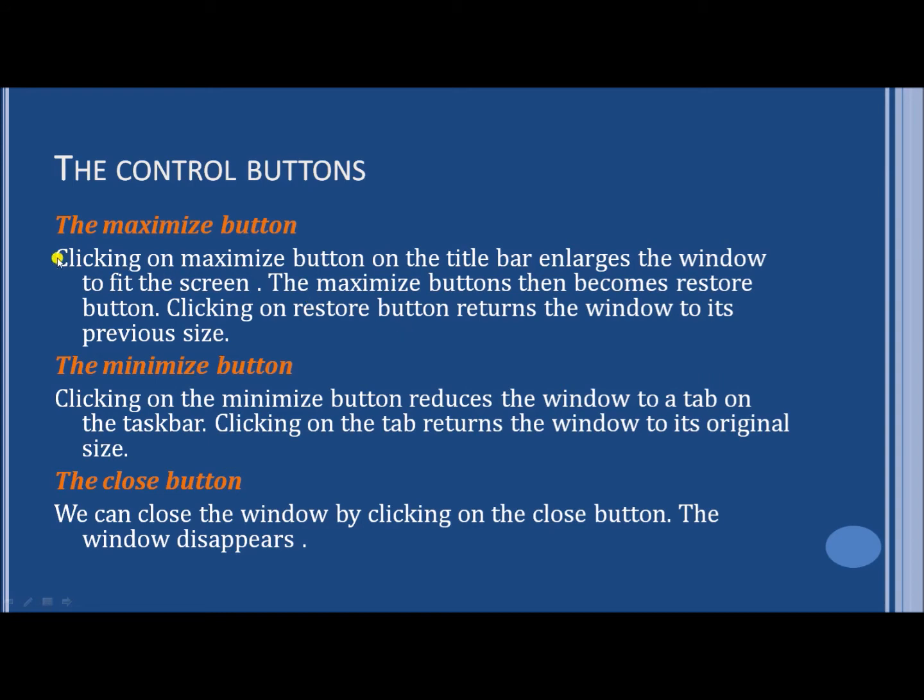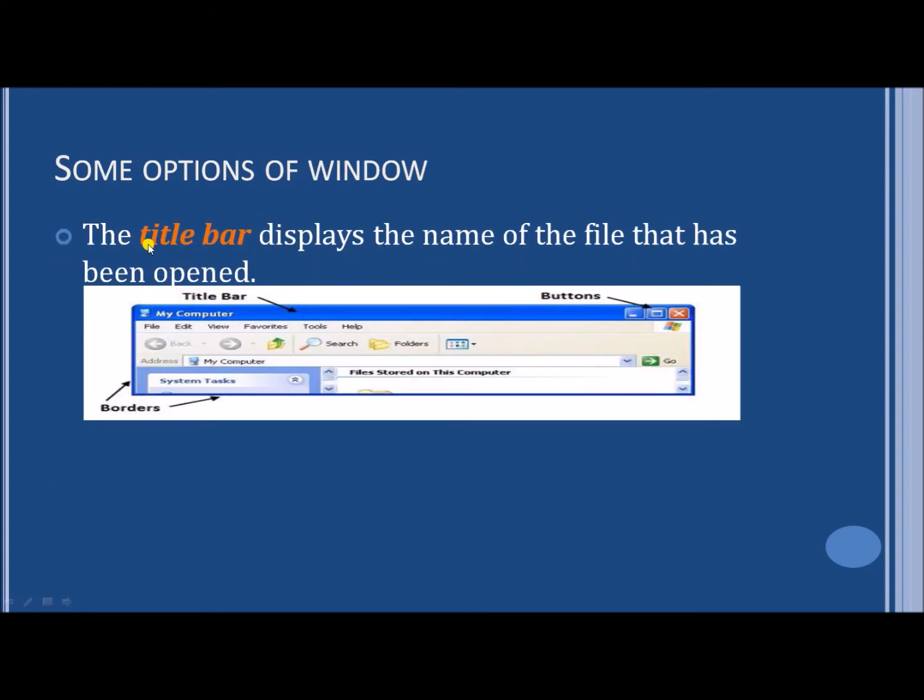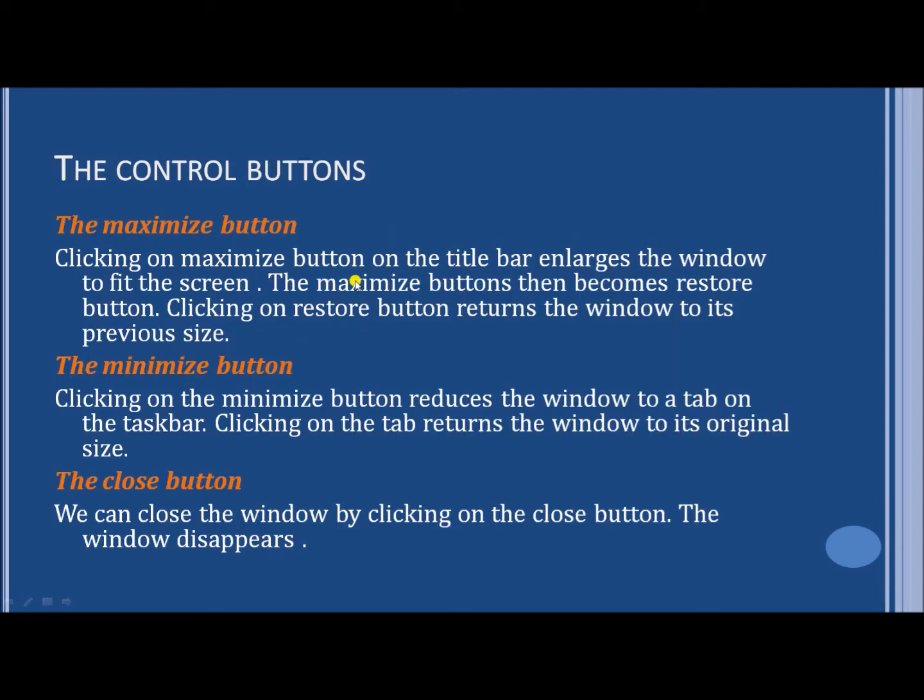Moving to the maximize button, remember this is the maximize button. Clicking on the maximize button on the title bar enlarges the window to fit the screen. That means if the window is not completely on the screen and occupies only half the screen, partially appearing, then clicking the maximize button will make it fit the screen.